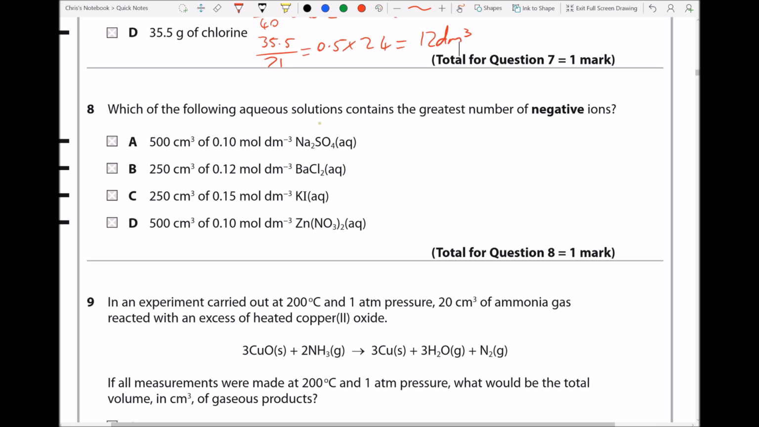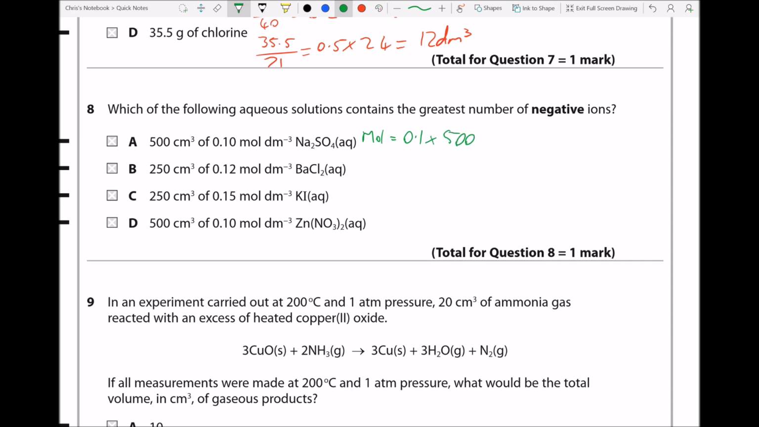And then once we know that, we can multiply by however many negative ions we've got in that molecule. So let's work this out. Let's go for green this time, shall we? To work out the number of moles, because that's going to tell us about the amount of negative ions in there, we do concentration times volume. Remember, the volume's got to be in decimeters cubed. So moles equals concentration, 0.1, times the volume.